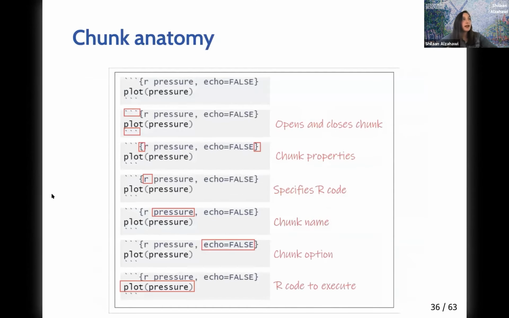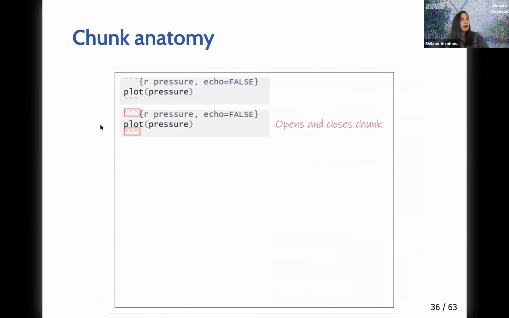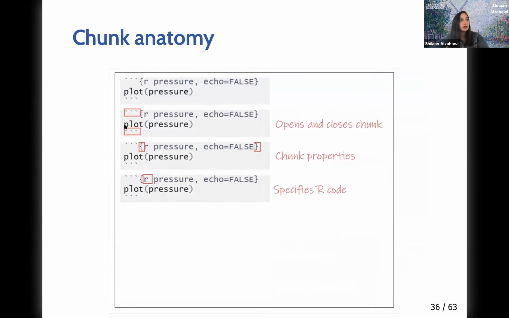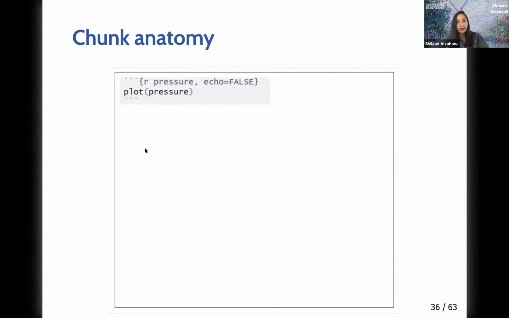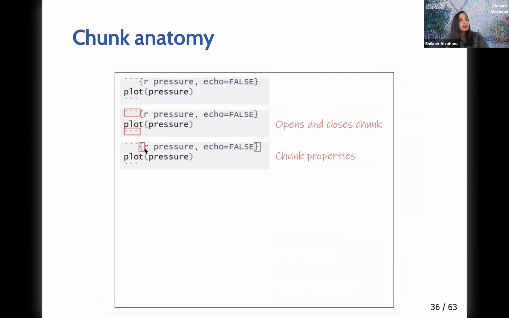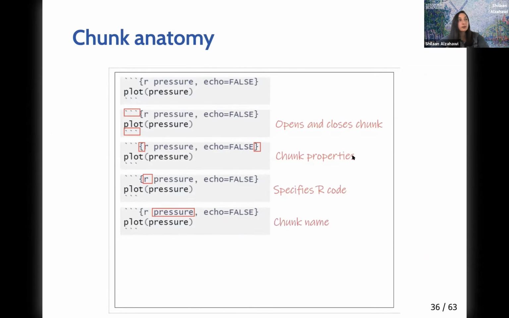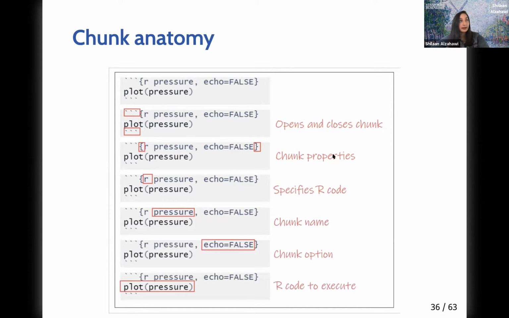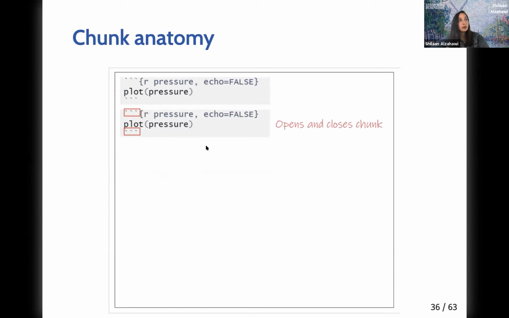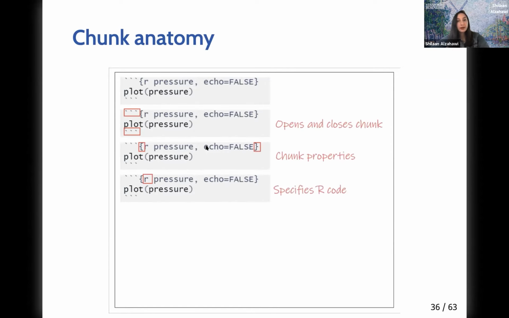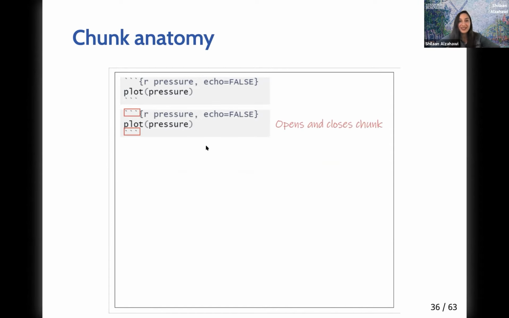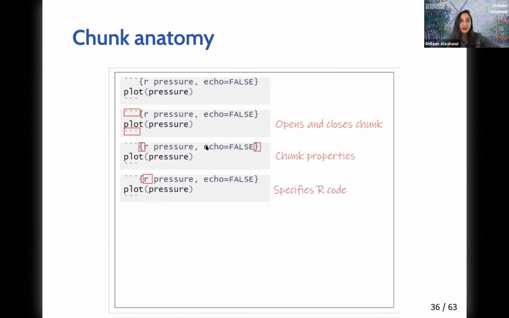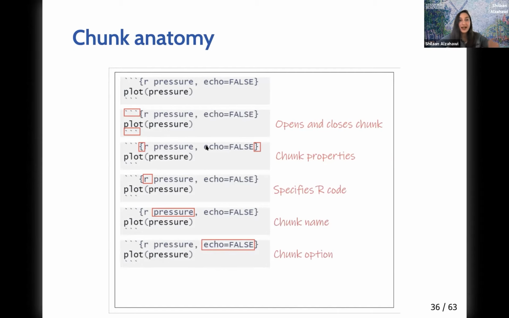So here's the anatomy of a code chunk. We have these backticks that open and close the chunk. We have the braces that start with R to specify the language. And within these braces, we specify our chunk's properties, which I'll tell you more about later. So here, for instance, it says echo equals false, which means do not show my code in the document that I knit, which is very useful, of course, because when we write our manuscript, we don't actually want the reader to see our R code, right? We just want the R code to generate the output.